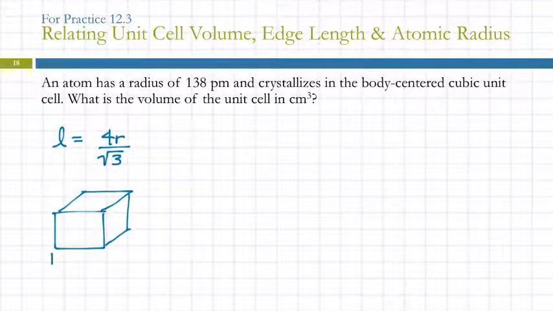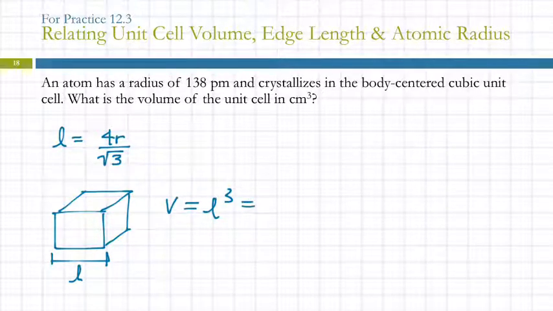So we've got a cube, and the side is L. The volume of the cube would be L cubed, right? Length times width times height. So the volume is going to equal L cubed. And L is 4R over the square root of 3. We want to cube that.